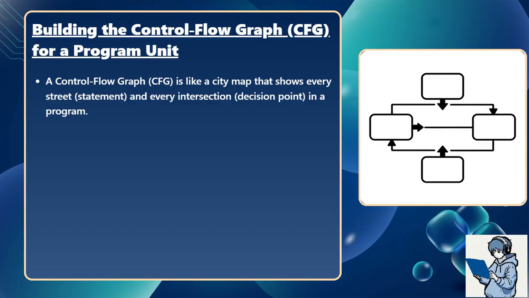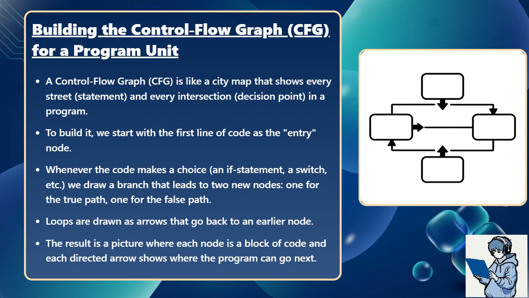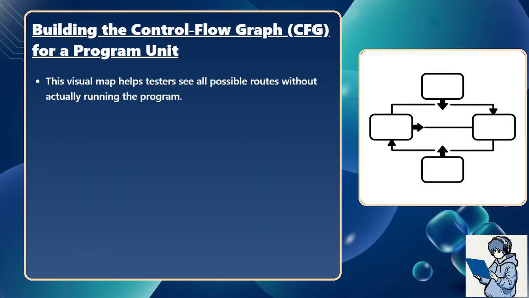A control flow graph, CFG, is like a city map that shows every street, statement, and every intersection decision point in a program. To build it, we start with the first line of code as the entry node. Whenever the code makes a choice, an if statement, a switch, etc., we draw a branch that leads to two new nodes, one for the true path, one for the false path. Loops are drawn as arrows that go back to an earlier node. The result is a picture where each node is a block of code, and each directed arrow shows where the program can go next. This visual map helps testers see all possible routes without actually running the program.